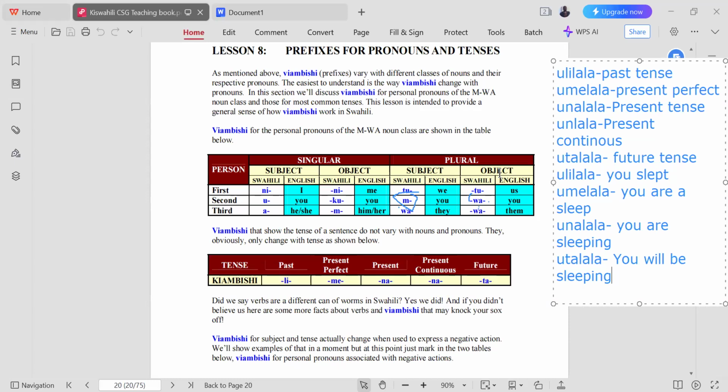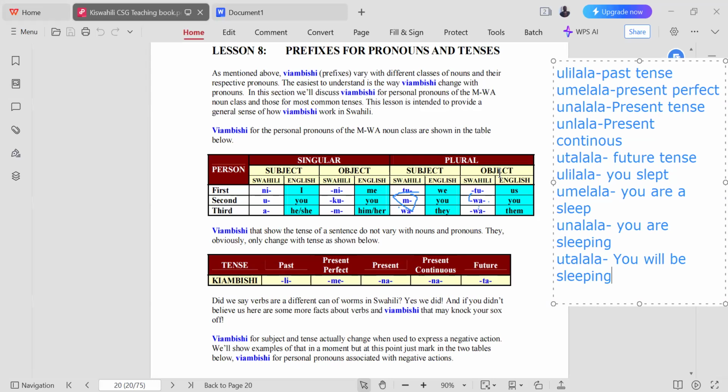Now, let's change the subject a bit. Brother Gleroy, can you tell Sister Valerie that she will be sleeping? That is now the second person in the singular. What will you say? Utalala. Yes, utalala. The way you say it, utalala.